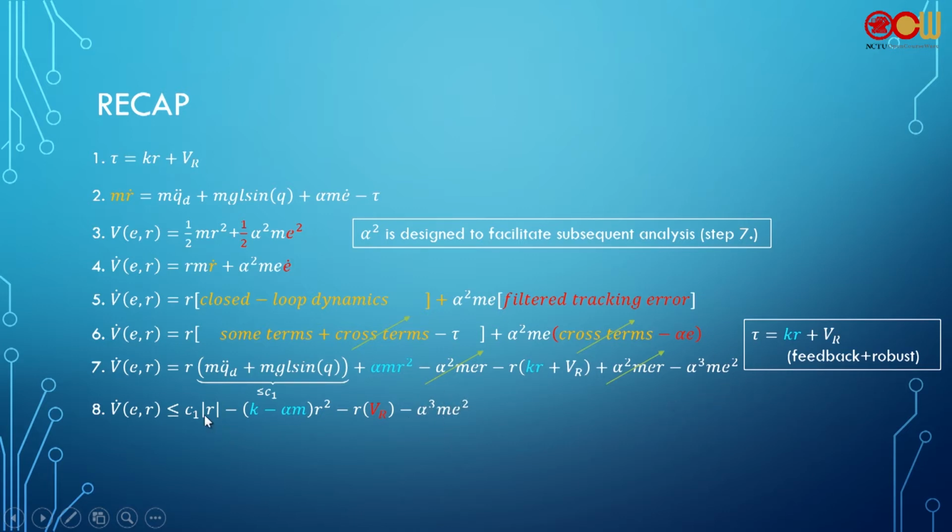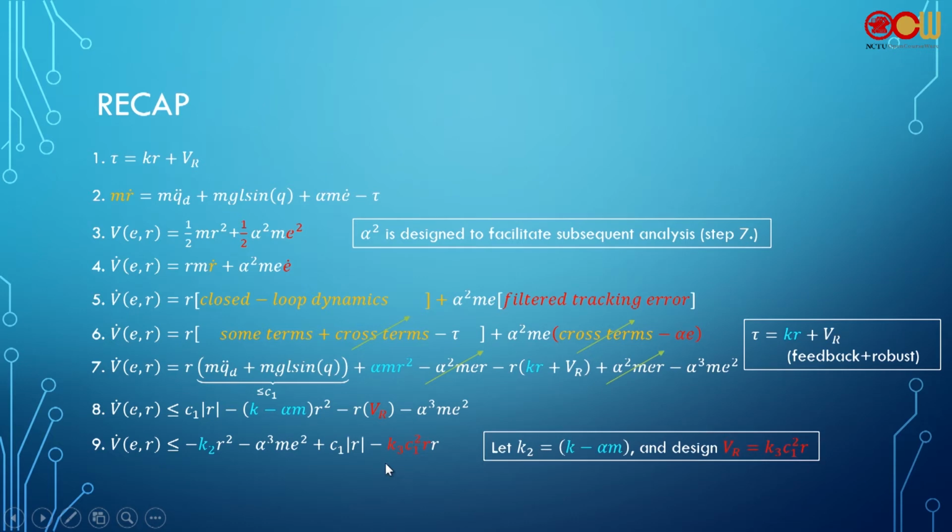Now you have only two terms to take care of. This is the one, and this is the second one. So it's now clear you can design VR to deal with these bad terms. The VR we design is K3 C1 squared R. Because when you design this and use the complete square, you can obtain this. And this can be reduced by increasing K3. Increasing K3, you can reduce the tracking error.